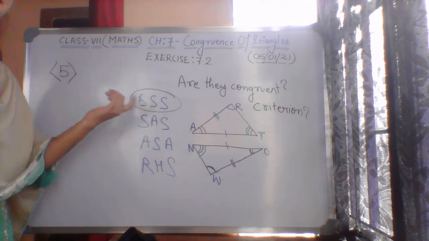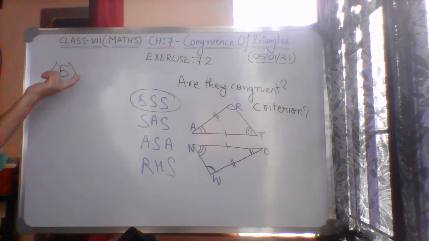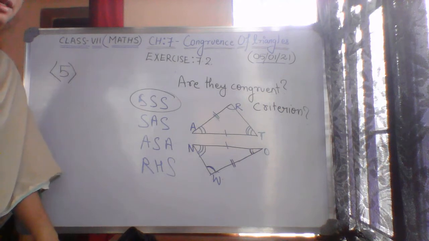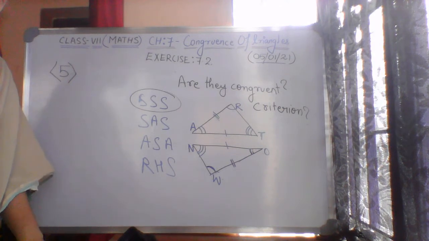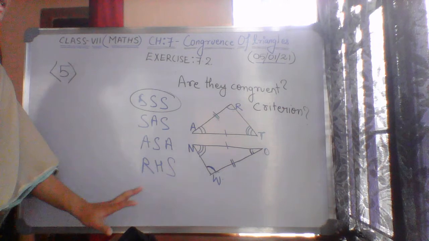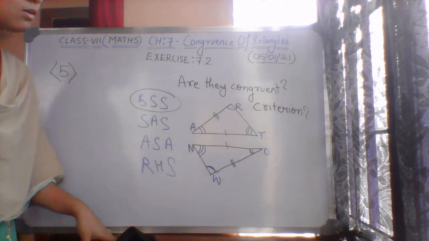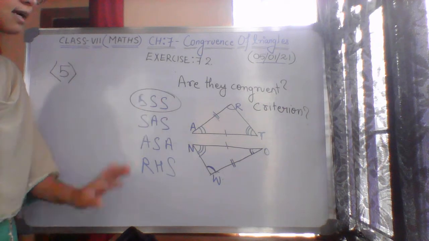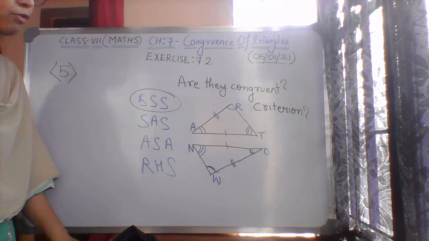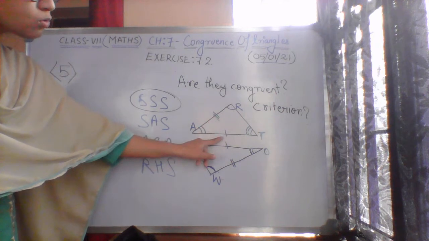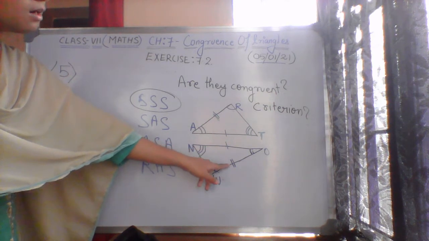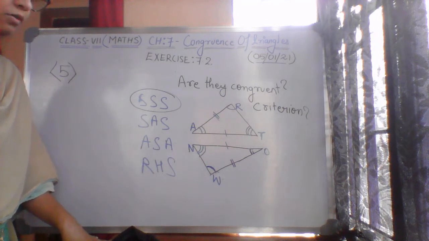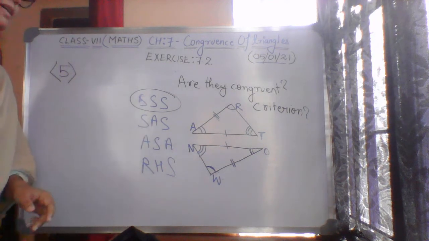In the previous question, question number 5 in the book, it was given that they are congruent. That's why we were able to write the congruency and the corresponding parts. But this time it is not given that they are congruent. Only this figure is given. So can you apply the SSS criterion? No, we cannot apply it, because only two sides are shown to be equal. The third side is not shown to be equal. So I cannot apply SSS.